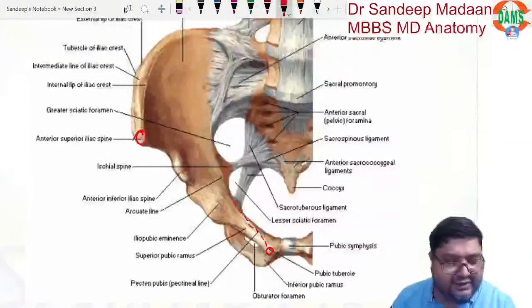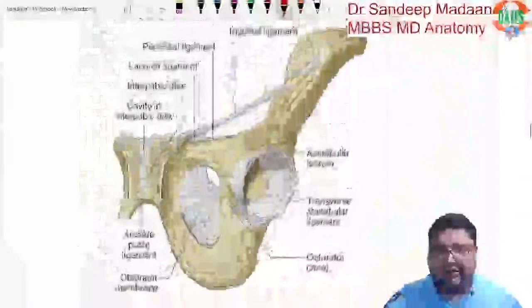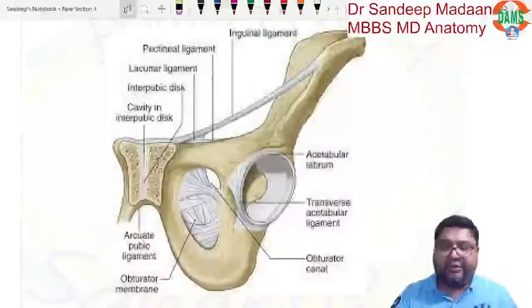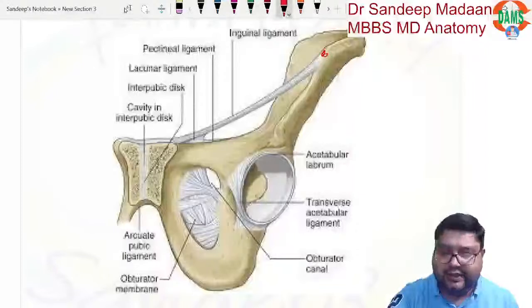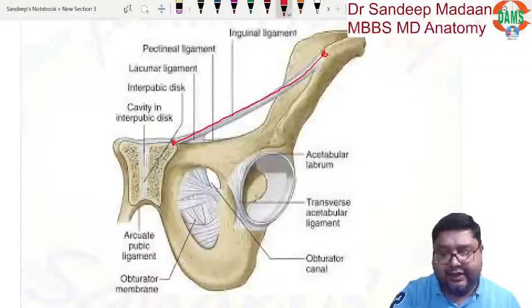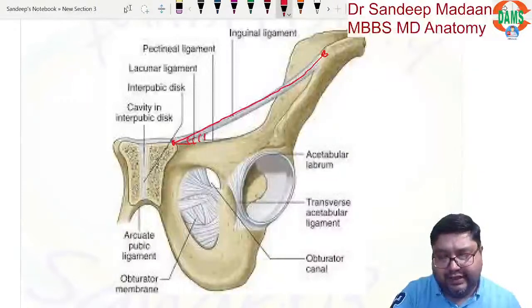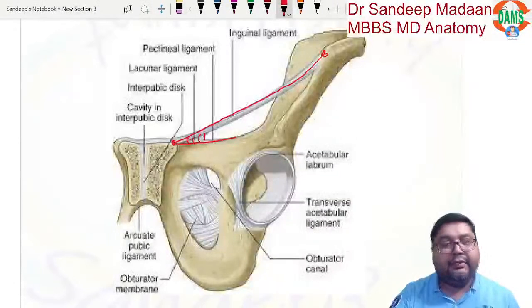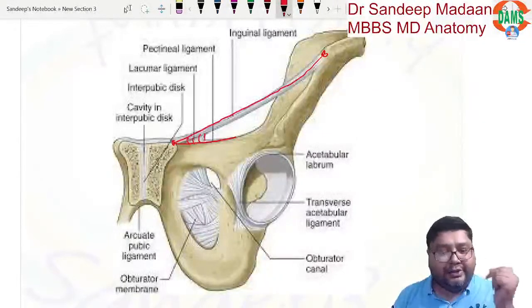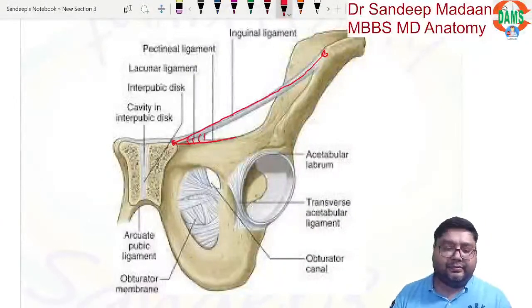Is it making sense? Now if I show you the same thing from the frontal view, we can see this is the ASIS and pubic tubercle. So this is our inguinal ligament coming. Beyond that, it gives one extension, this lacunar ligament, and one extension which goes on the bone, the pectinate line. I have shown you the pectinate line which is present inside. That will be the pectineal ligament.